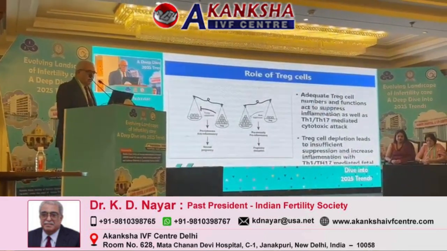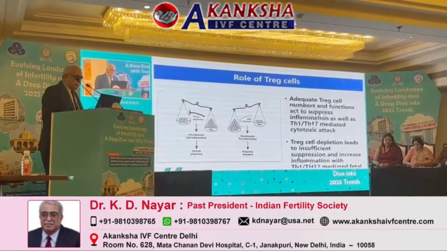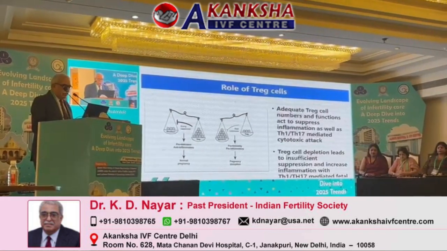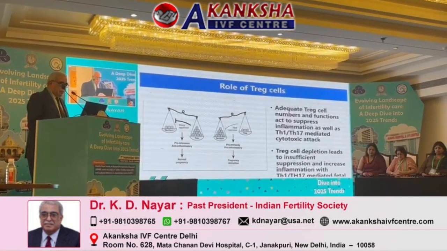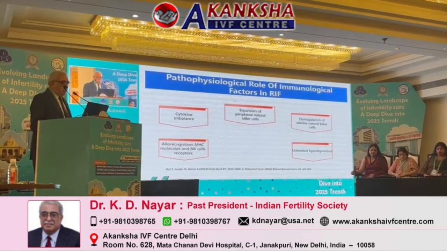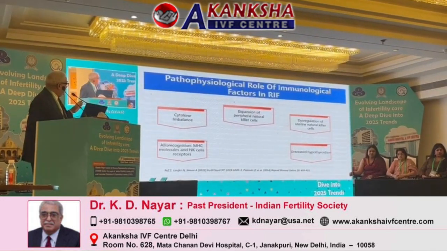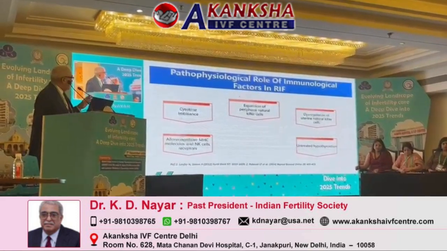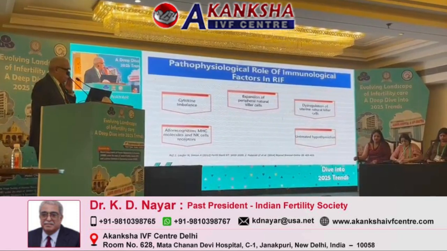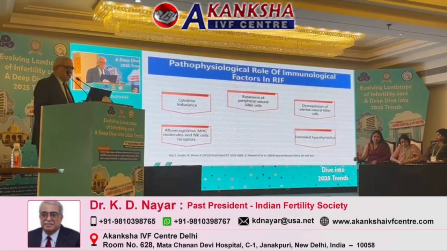The role of Treg cells: I already mentioned that adequate Treg cell number and function is needed to prevent this cytotoxic attack, and Treg cell depletion leads to insufficient suppression and increased inflammation. What is the pathophysiological role of immunological factors? Look at the top: cytokine imbalance, expansion of peripheral natural killer cells, and dysregulation of uterine natural killer cells. These are the important immunological factors in recurrent implantation failure.